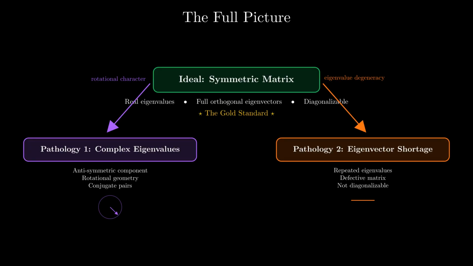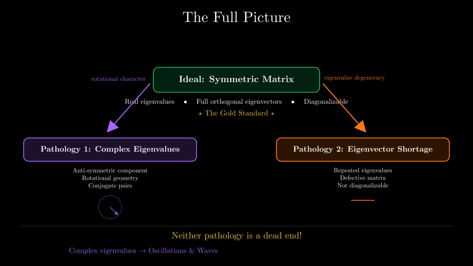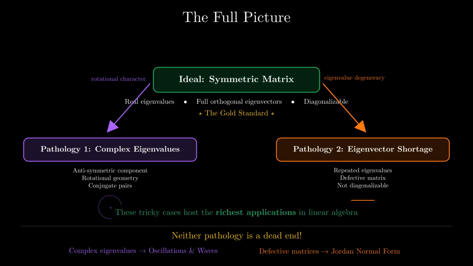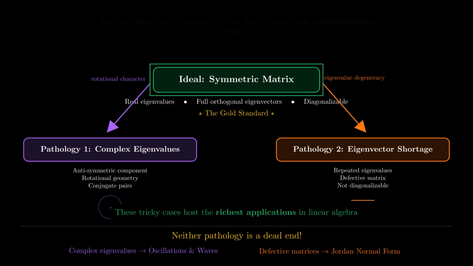But neither of these pathologies is a dead end. Complex eigenvalues naturally describe oscillations and waves in differential equations. Defective matrices lead us to Jordan normal form, a powerful generalization of diagonalization. In fact, these tricky cases host some of the richest applications in all of linear algebra. The cleanest theory assumes symmetric, well-behaved matrices. But real problems rarely cooperate, and that is precisely where true understanding begins.